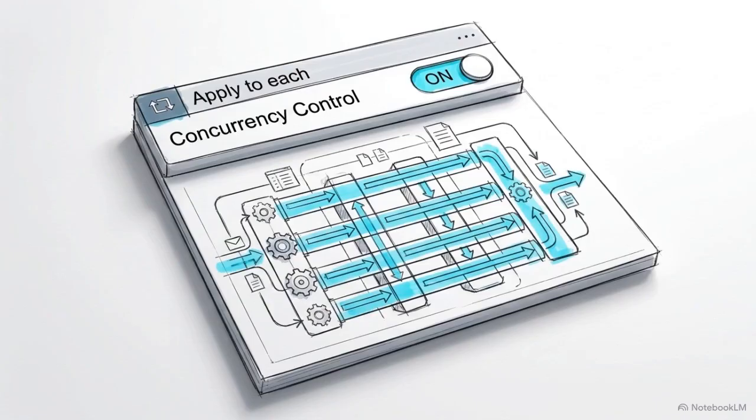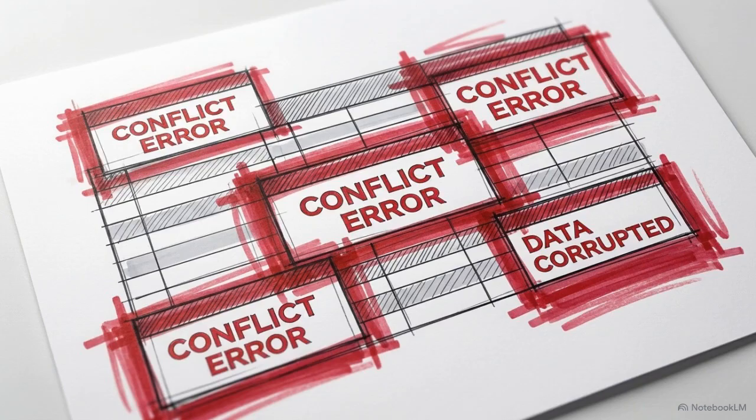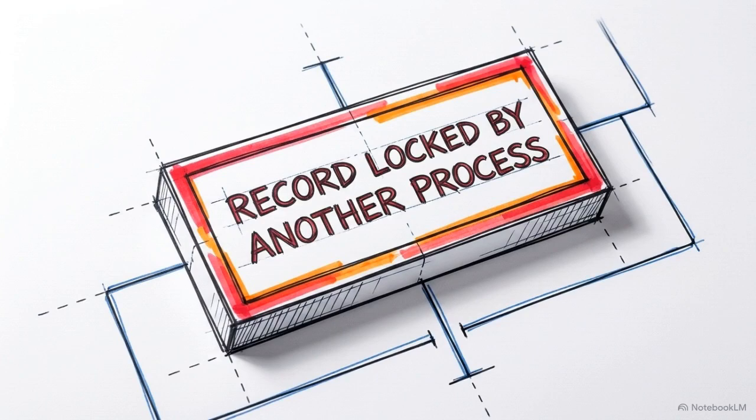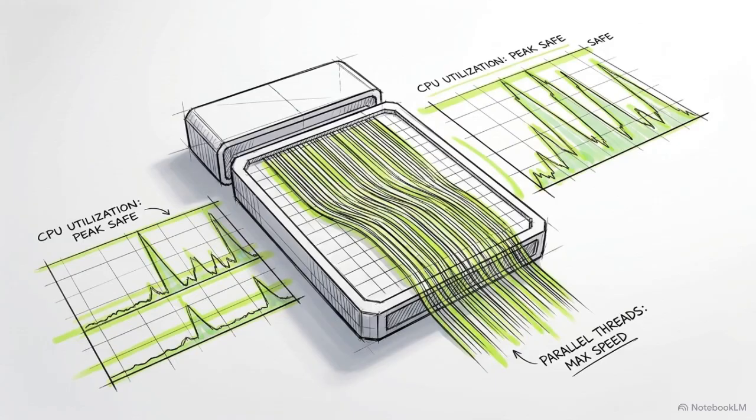By default, low-code loops execute in parallel. When multiple threads attempt simultaneous updates, they cause severe data collisions and record locking in Dataverse environments. The strict architectural rule for concurrency is binary. You must disable it when the sequence of operations matters, and you only enable it when pure speed is required.